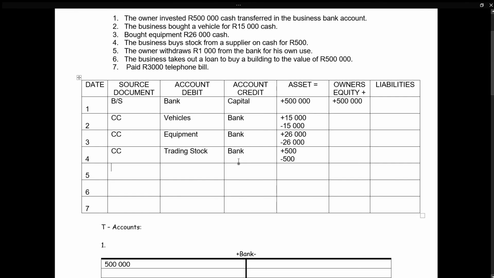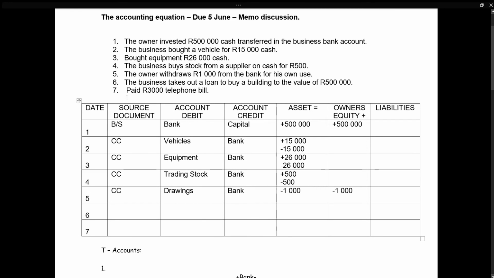Right, so check counterfoil, my source document. My bank is decreasing with 1,000 Rand, and my drawings will have a negative influence on my owner's equity. Just take this space away. I don't know why I've done that. Right, so minus 1,000 will equal minus 1,000 plus 0. Therefore, we've done the 5th one correct as well.